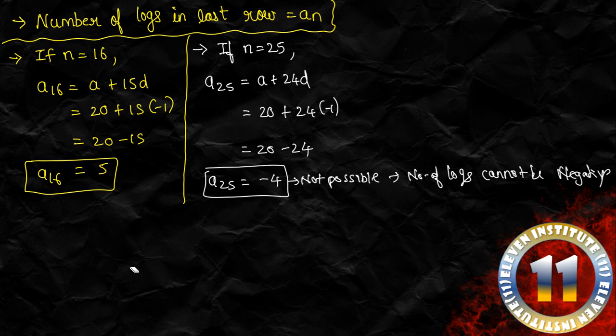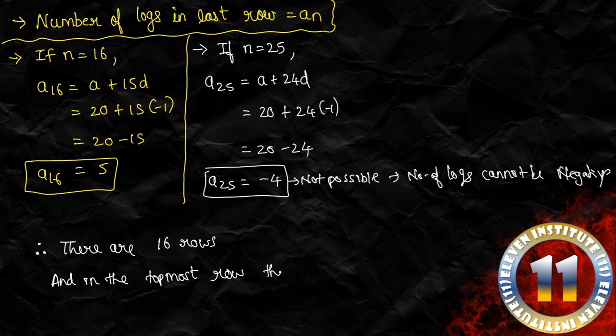That is fine. So from this we can write over here, therefore there are 16 rows and in the topmost row there are 5 logs. In the topmost row there are 5 logs. Fine. So this is our answer. Please pause the video and write this down in your CW.